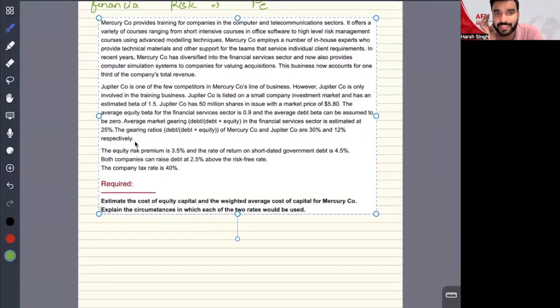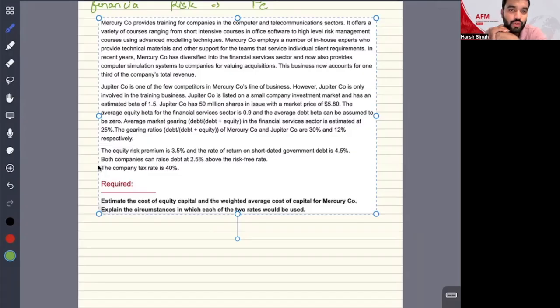In recent years, Mercury has diversified into the financial service sector and now also provides computer simulation systems to companies for valuing acquisitions. This now accounts for 1/3 of the company's total revenue. But whenever these things are given as 1/3, 1/4, 1/5, you won't be able to use business equity. You always have to use business asset, because this is business risk, not the financial risk.